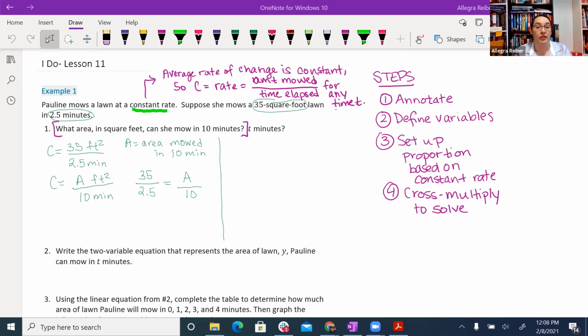Now we're going to solve this proportion. And we solve proportions like this by cross multiplying. Remember, my goal is to find the value of A. To do that cross multiplication, let's take the 35 and multiply by the 10, the left numerator multiplied by the right denominator. So we get 35 times 10. We're going to set that equal to the left denominator multiplied by the right numerator. So 2 5/10 times A.